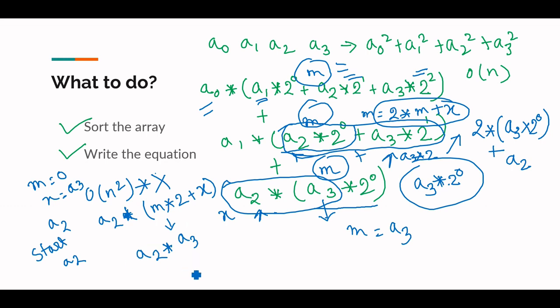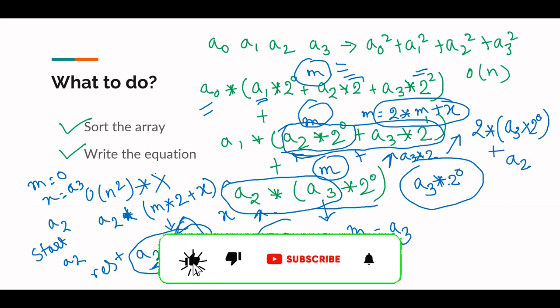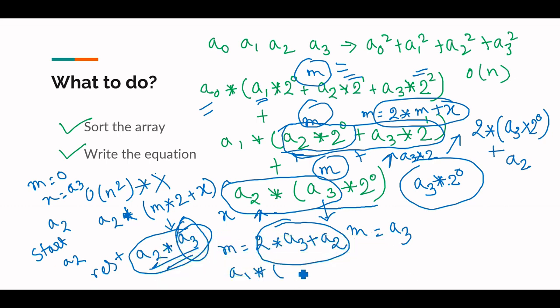Now this m at the end is a part of the result, so we will store it in result. Now m will change to this into 2, A3 plus it will add this A2. Next, we will multiply it with A1. So A1 into 2A3 plus A2. Yeah, that is actually happening here.